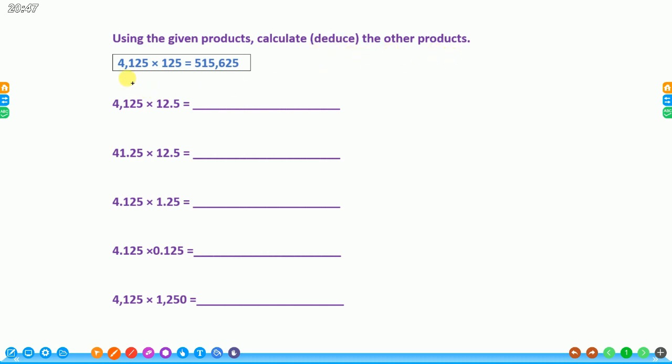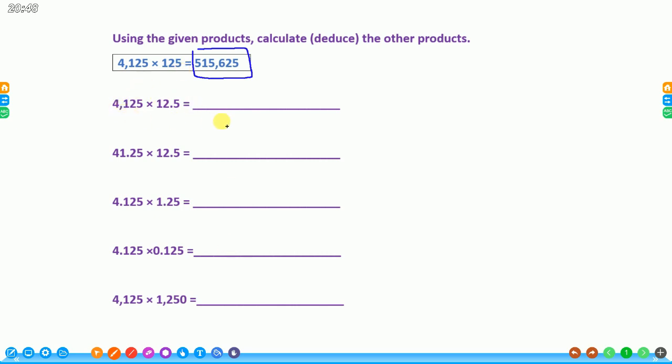Now we are going to learn how to use a given product to calculate or deduce the other products. For example, if we have this multiplication operation, 4125 times 125, and in case they gave us the answer, how we are going to deduce the answer of these 5 operations by using the answer of the product that is already given.